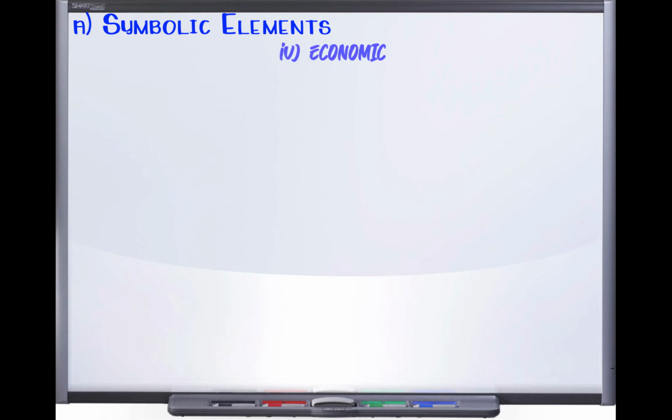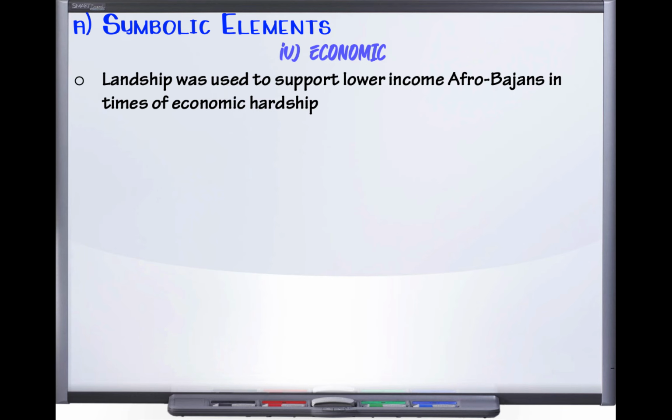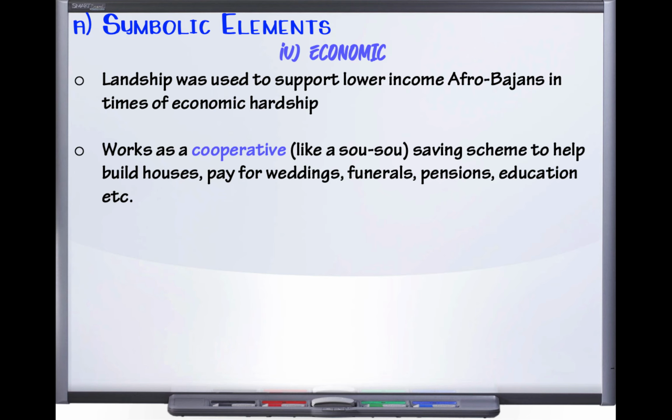Right, so another set of symbolic elements would be the economic aspect. And actually, the landship is not just a community group, but it also functions like a cooperative or a credit union or a susu. What happened is that because slavery had no pension plan, slavery did not come with any benefits. When you were old as a slave, or even in the post emancipation period, there were no benefits to come to you, as we have pensions or health care or anything like that. Slavery had none of that. So these people created that for themselves. They created that through the landship. They created something that would be able to sustain them as a community during hard times.